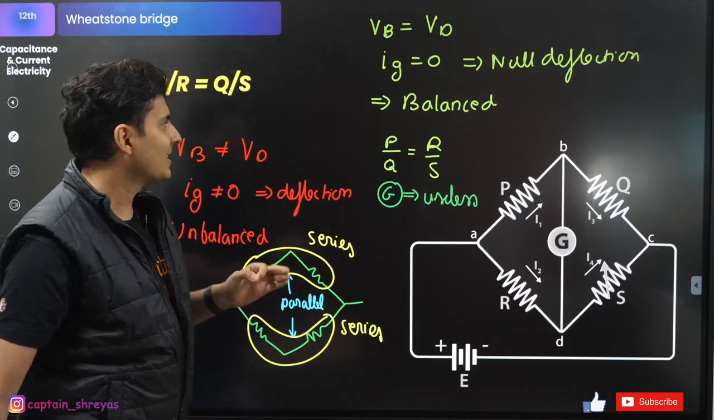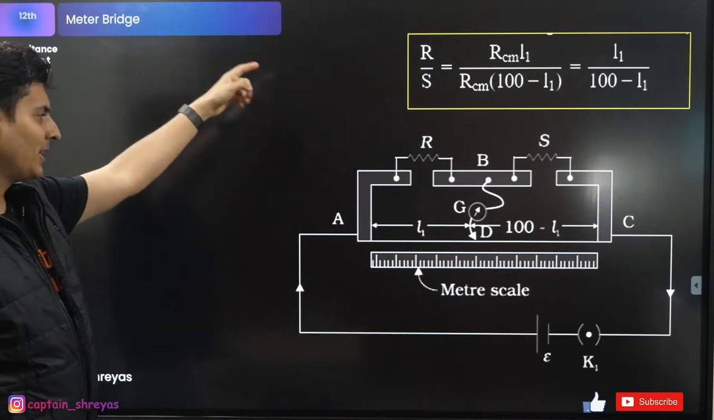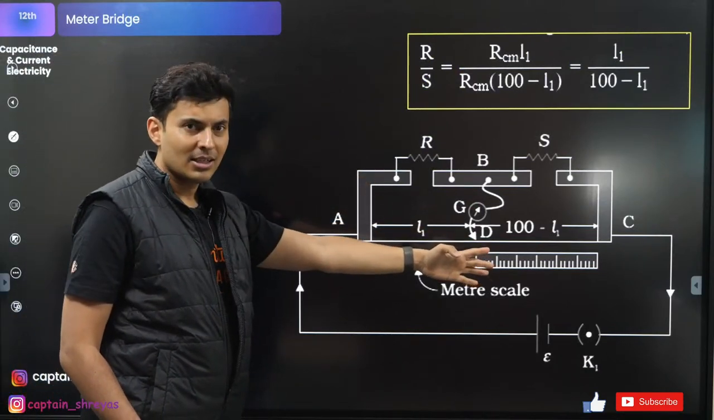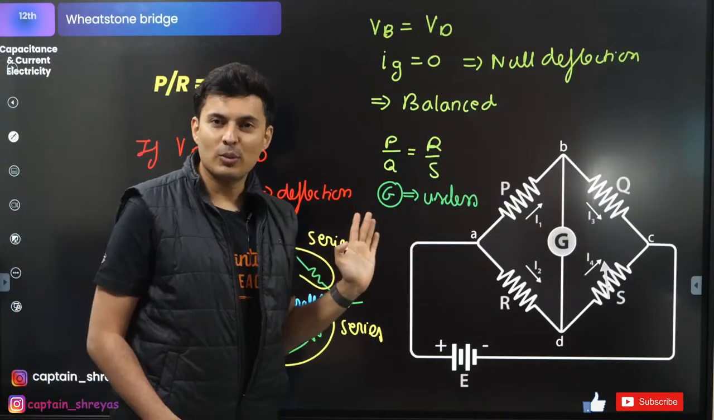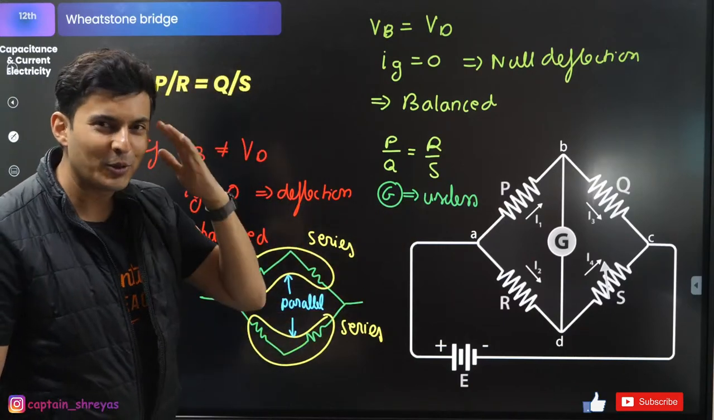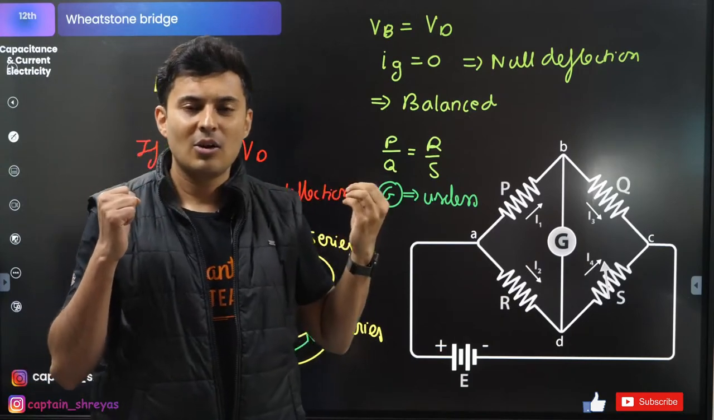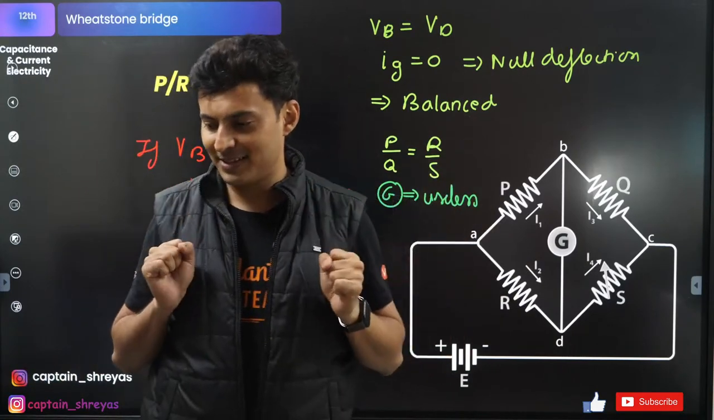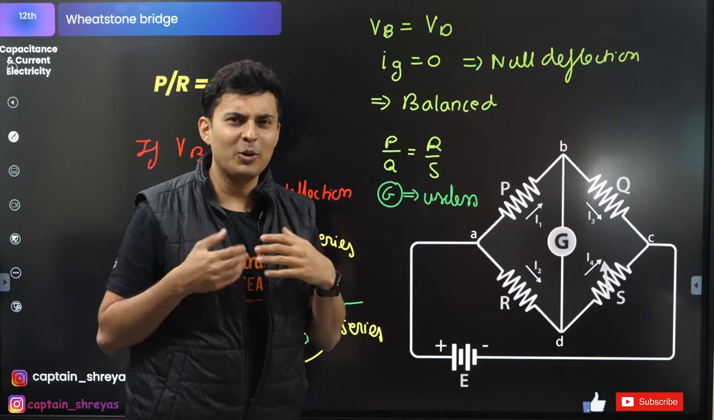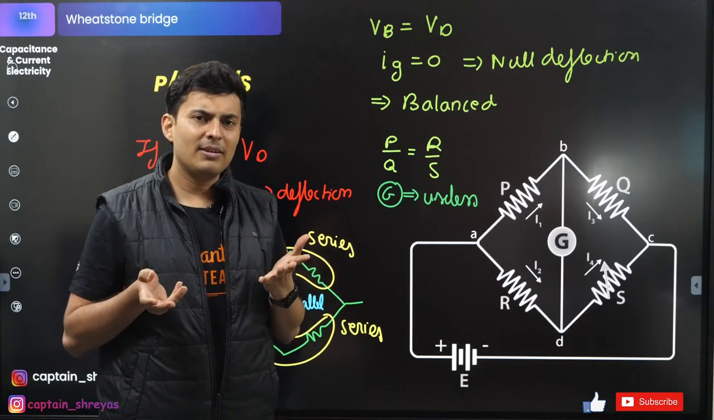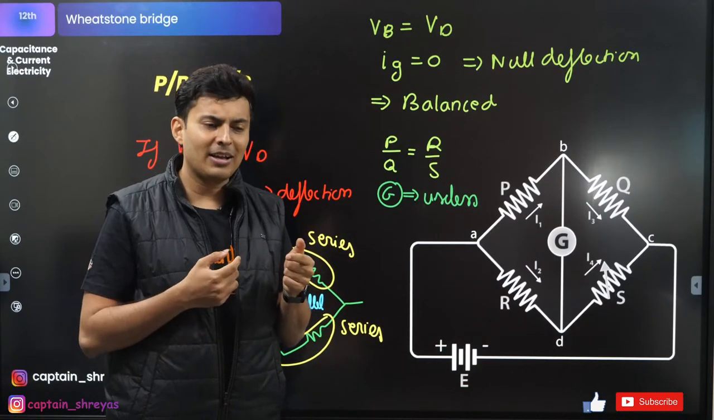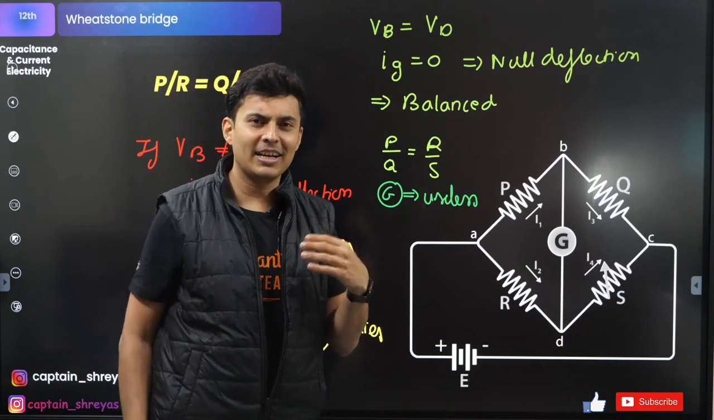Now, you have an instrument which is used to measure resistance based on this principle. That is basically your meter bridge. It looks something like this, but the simpler version is this one. What exactly is the concept? Understand. Imagine I want to find the resistance of some object, some device. What is the way? You will be like, sir, I apply voltage, I see the current, I divide voltage and current, I'll get the resistance.